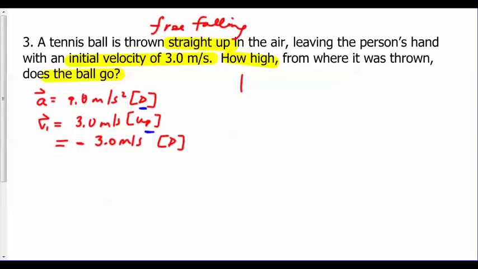So what we've done right now is we are assuming that down is the positive direction. Anything, if we end up with a positive answer, great, it is down. But if we end up with a negative answer, that means we're actually going upwards, okay?